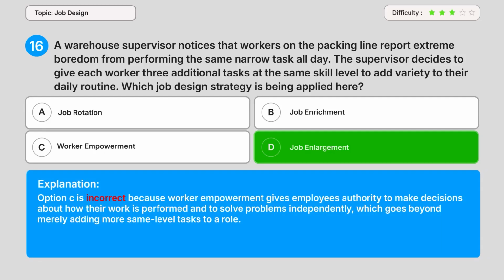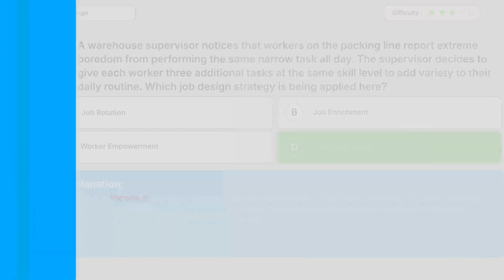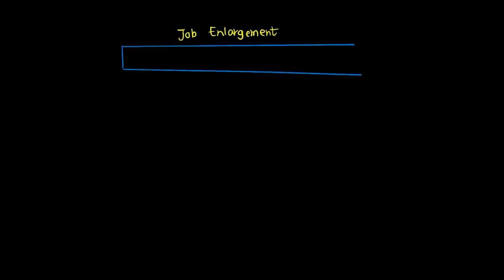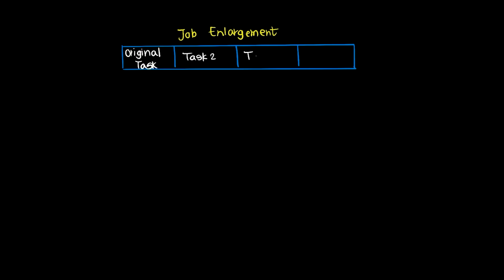Option C is incorrect because worker empowerment gives employees authority to make decisions about how their work is performed and to solve problems independently, which goes beyond merely adding more same-level tasks to a role. Job design questions test whether you know the difference between adding more tasks and adding more responsibility. Here, the warehouse supervisor gives packing line workers 3 additional tasks at the same skill level. No new authority, no decision-making power, just more variety in what they do each day.